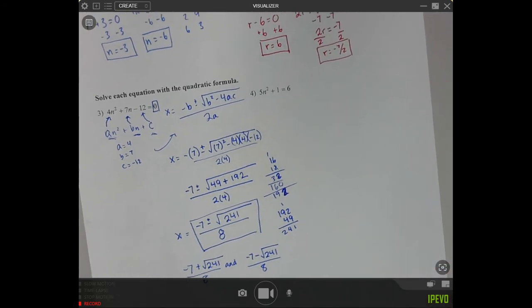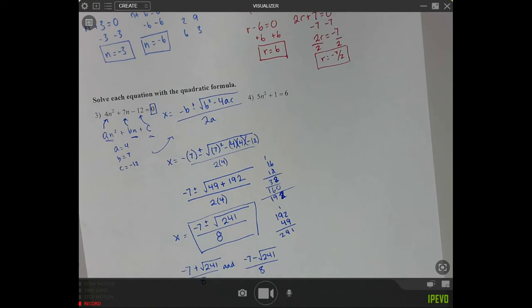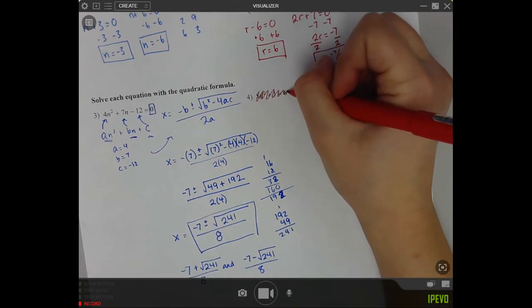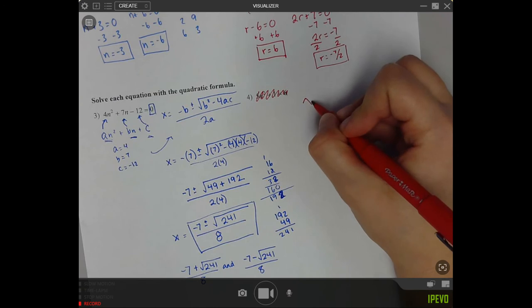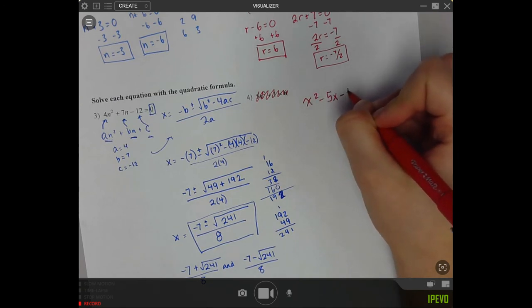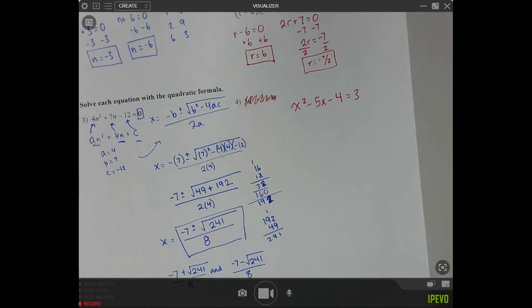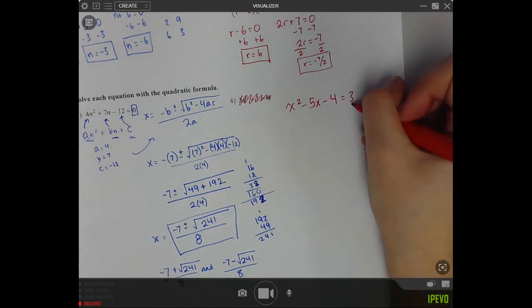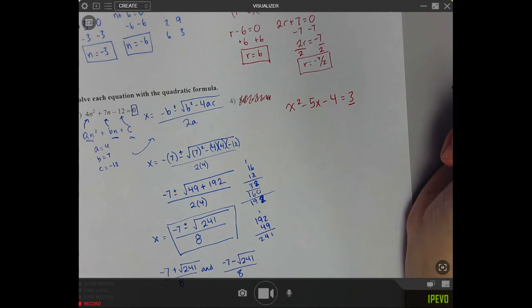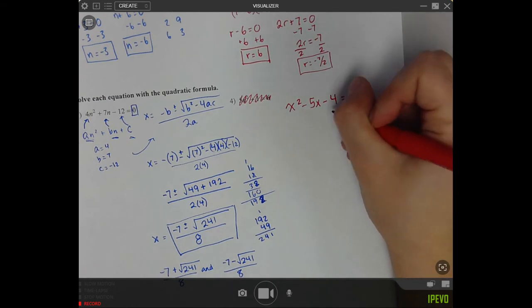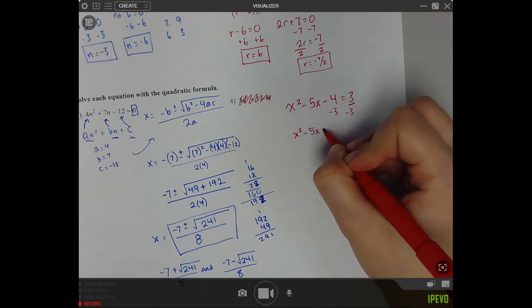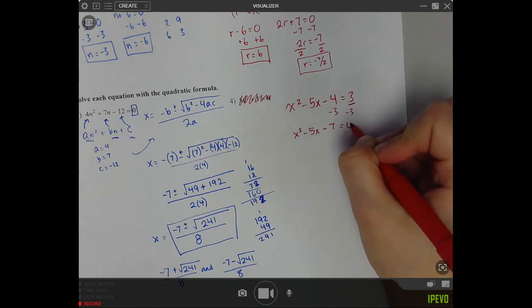Okay, last one over here. We now have 5n squared plus 1 equals 6. So first what we're going to do is not use this column, so I'm going to scratch it out. And we're going to use instead x squared minus 5x minus 4 equals 3. Sweet. Let's work with it. First we need to make sure that there's a 0 on the end here, so we're going to subtract 3 from both sides. So x squared minus 5x minus 7 equals 0.